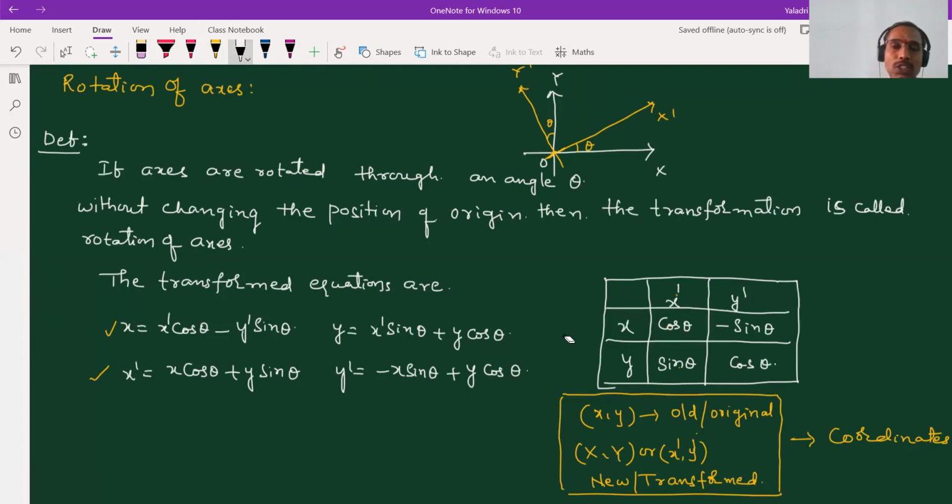Like this, you should write down x, y and x dash, y dash. What are the coordinates before, and what are the coordinates after? Before means the given coordinates, given points, that is x comma y. And after rotating, after doing the transformation, we get x dash and y dash. So x dash and y dash are in the rotation of axis. Like this, you should take it. By using these coordinates, we can do some problems.